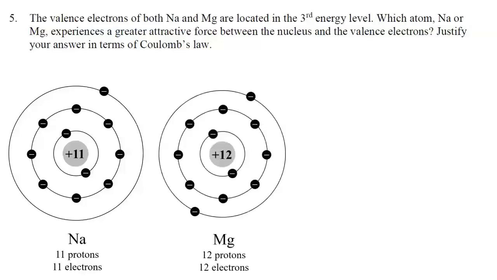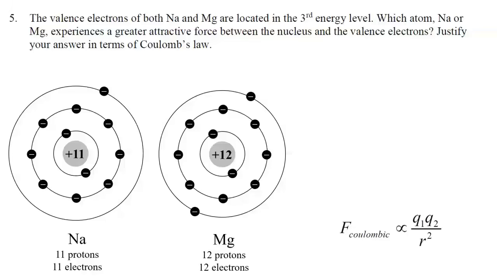Now we have magnesium, which has 12 protons and 12 electrons. And we're looking at a nucleus that has a charge of plus 12. And again, there's the electrons in different shells. So Coulomb's law has to do with charge and distance. If you're not sure if this is more about the charge or the distance, let's take a look at the information in the question.